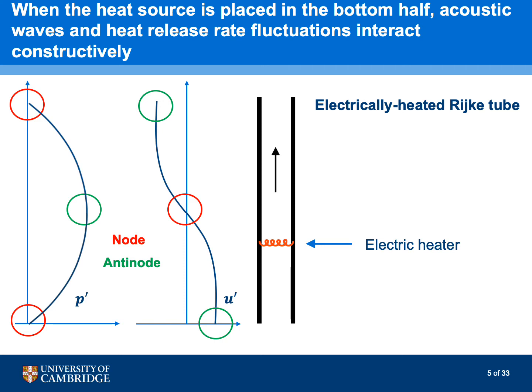When the heat source is placed in the bottom half of the tube, it experiences a higher than average velocity during the compression phase, which increases the heat transfer to the flow, and a lower than average velocity during the expansion phase, which decreases the heat transfer to the flow. Typically, there is also a small time delay between the velocity perturbation and the subsequent heat transfer perturbation. The time delay is such that moments of increased heat transfer occur during moments of increased pressure, and moments of decreased heat transfer occur during moments of decreased pressure. In the absence of dissipation, this causes the acoustic energy to grow.